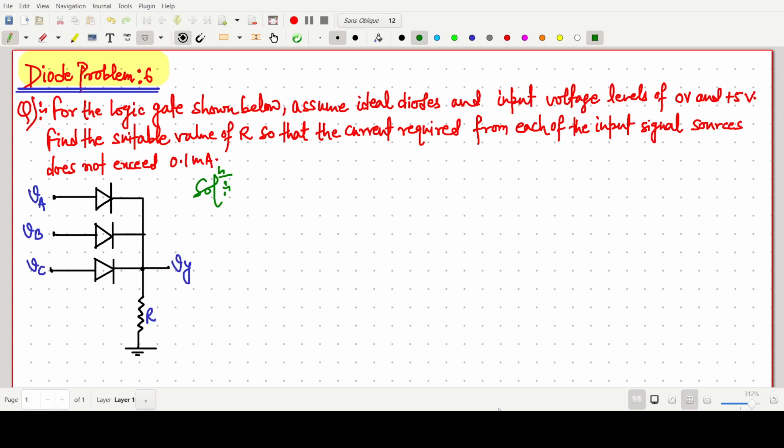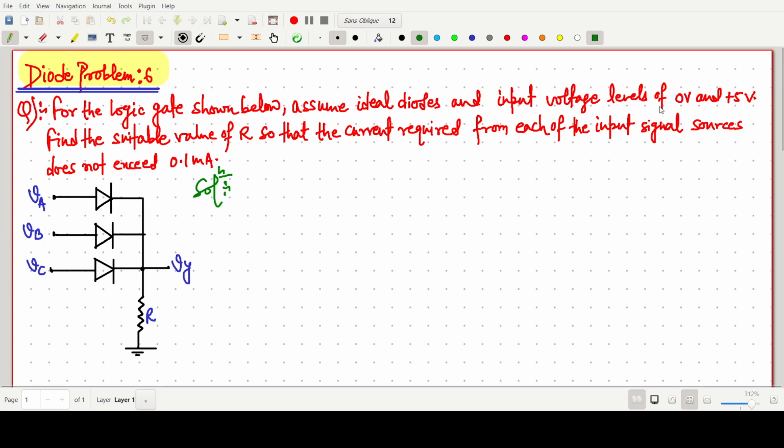Welcome everyone. In this video lecture, we will solve a problem based on the diode, and it is from the Microelectronics Circuits book. The question is: for the logic gate shown below, we have to identify which kind of logic gate it is. Assume ideal diodes and an input voltage level of 0 volt.